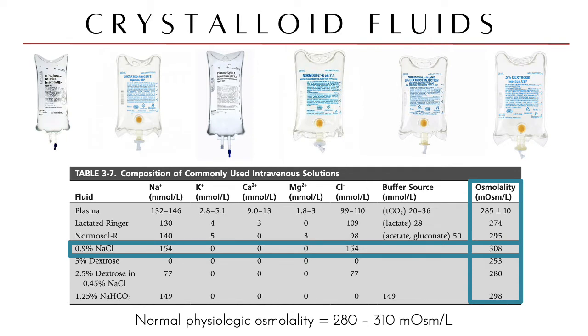But what is the problem with this? I think I will be focusing on the saline later. But look at the osmolality of saline. It's 308. Yes, within the normal physiologic osmolality, but it is on the upper border. As compared to lactated ringers and Normosol, which have 274 and 295 osmolality, which is basically safely in the middle of that physiologic osmolality.